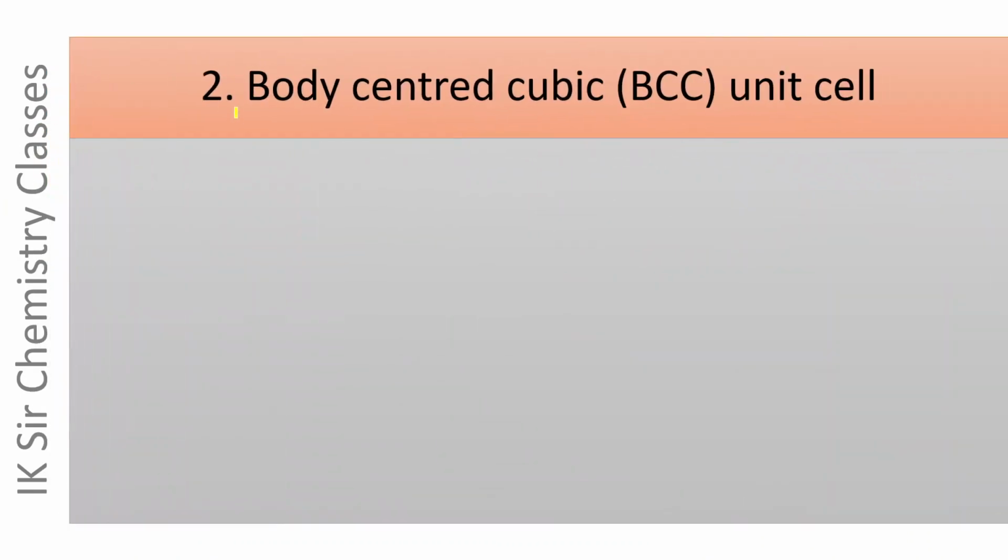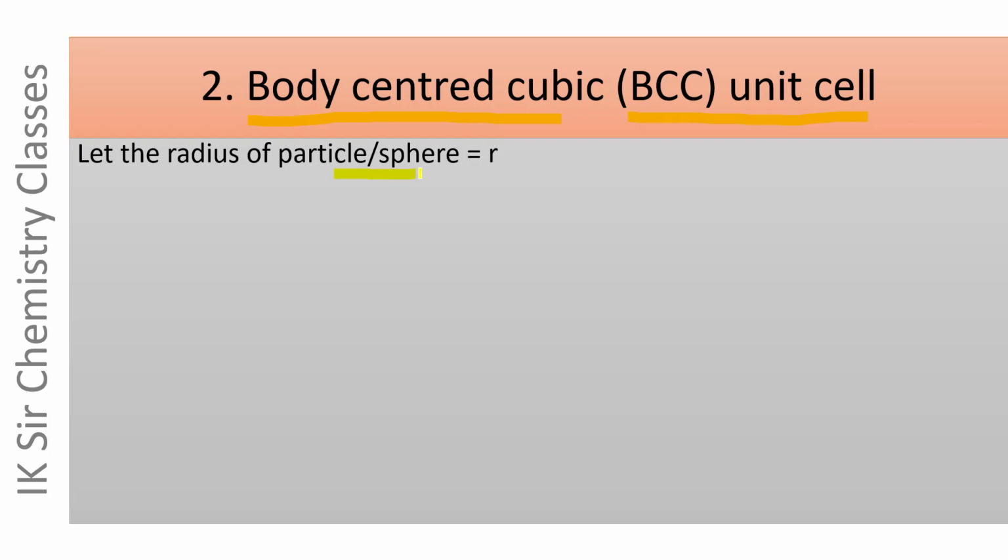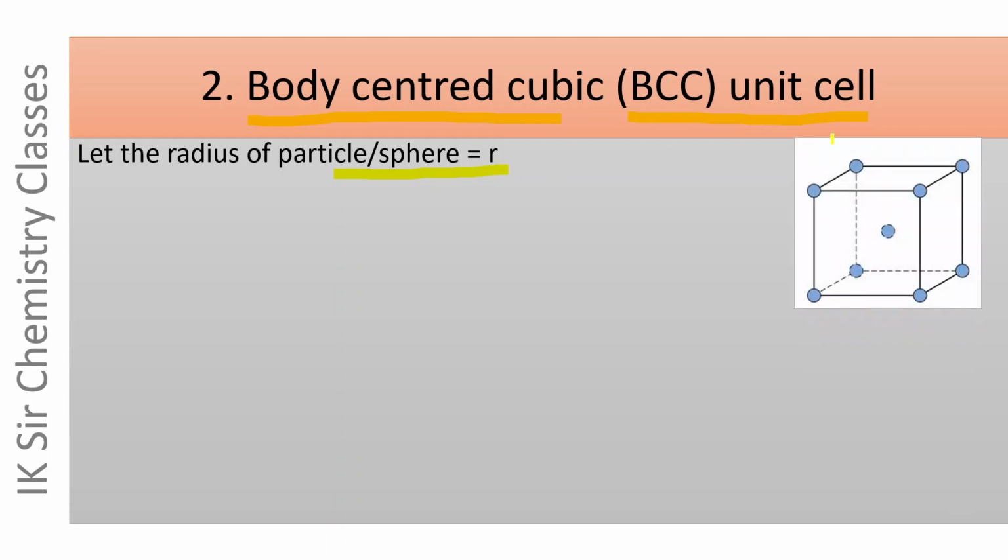Let us now consider body-centered cubic, that is BCC unit cell. Let the radius of particle or a sphere in BCC unit cell be r. This is the body-centered cubic unit cell in which this particle is present at the body center.